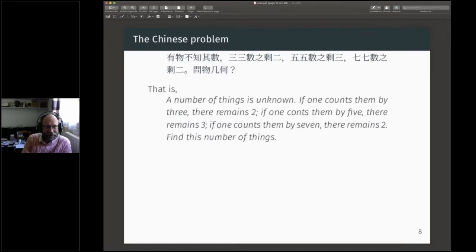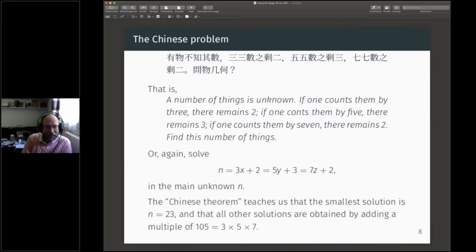So back to the Chinese problem. So we have a number of things. We count them by 3, remains 2. It means that n, the number of things which we search for, is of the form 3x plus 2. And if we count them by 5, that remains 3. So it's 5y plus 3. And if we count them by 7, it remains 2. So it's 7z plus 2.